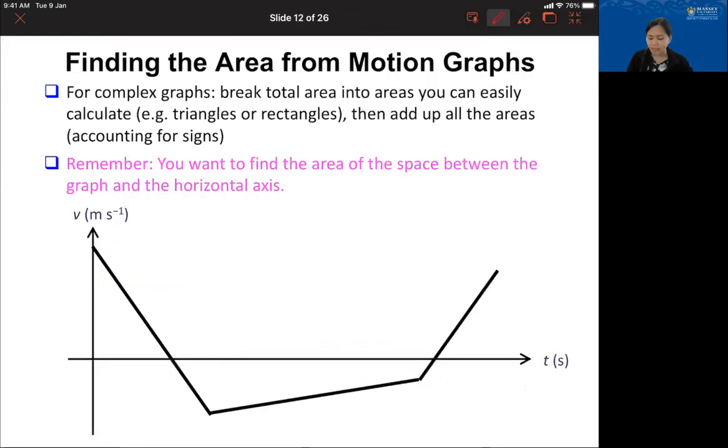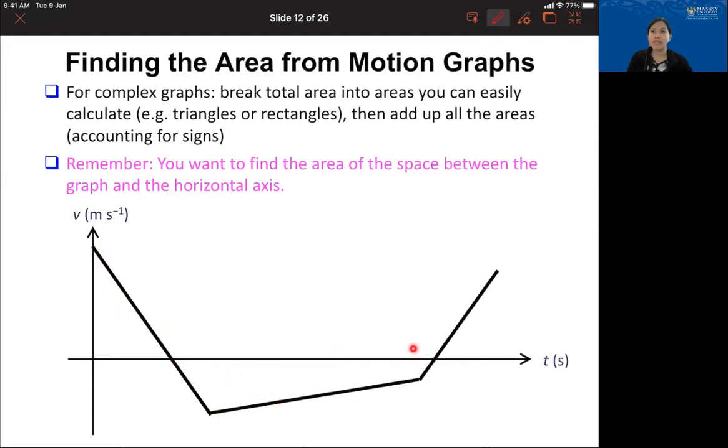And now, what if your motion graph is a bit complex? So say, for example, this velocity versus time graph here. The graph again is this line, the black line here, and you want to figure out the displacement, the total or net displacement of the motion. So you know that you have to calculate the area between the graph and the horizontal axis, but the graph is irregular.